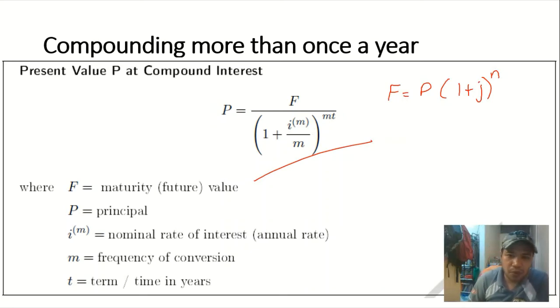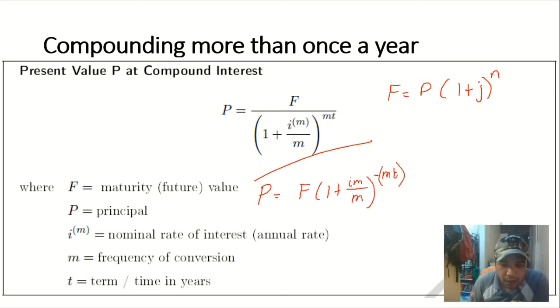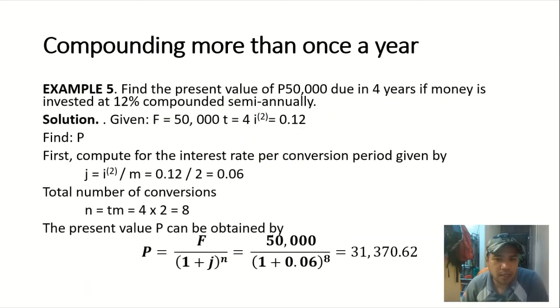Another way to obtain this one is P is equals to F times 1 plus IM over M raised to negative MT. But it happened na kung hindi kayo naka-scientific calculator, much better, yung simple calculator lang, ito na lang gawin niyo. Just maximize the use of the parentheses.